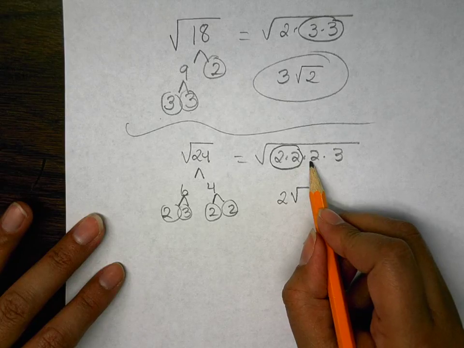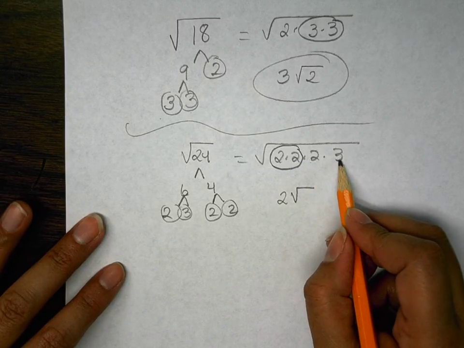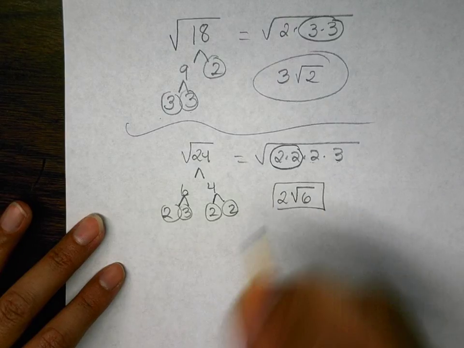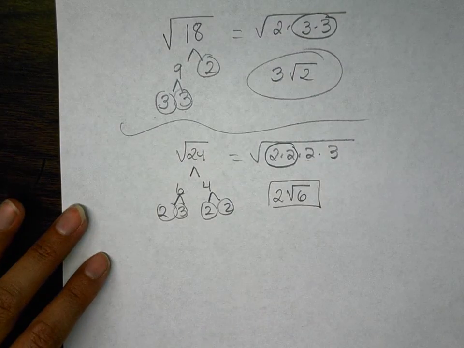Does this have a pair? No. Does that have a pair? No. It stays in. So what's 2 times 3? 6. You added. Be careful. All right. Does that make sense?